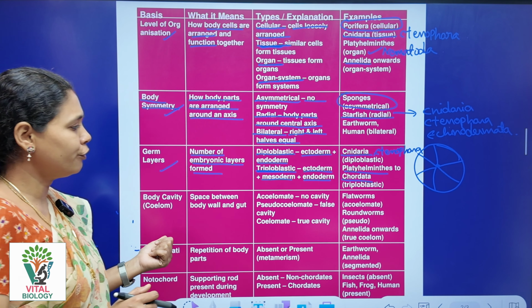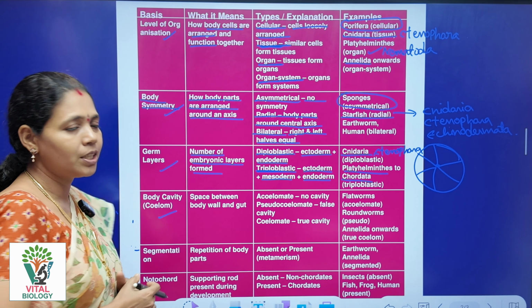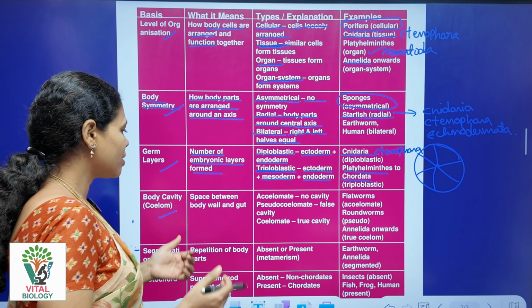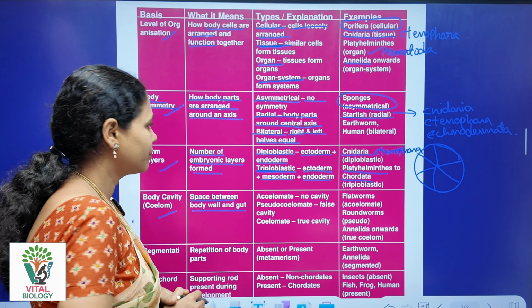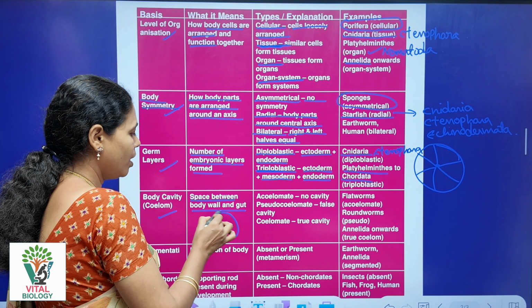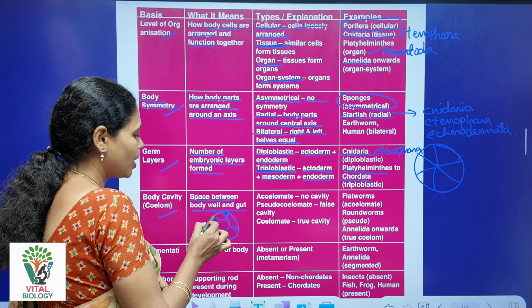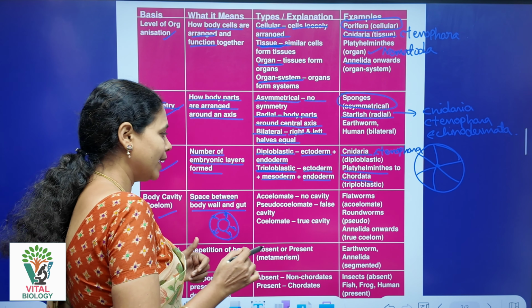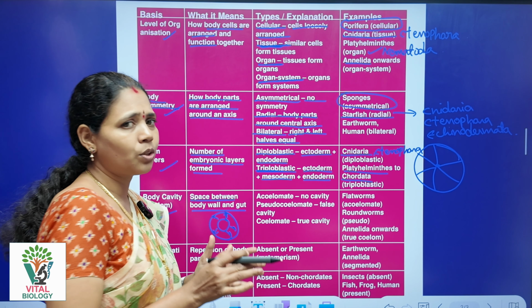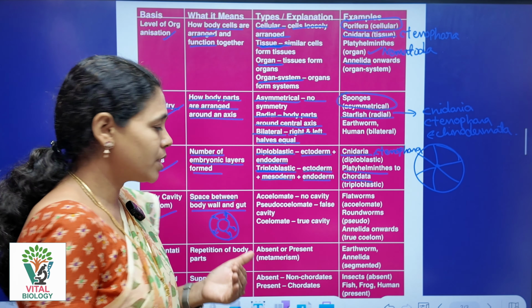Next, one more feature that is a basis for classification is the body cavity, or otherwise coelom. Body cavity or the coelom is nothing but the space between the body wall and the gut. Suppose this is the body wall and this is the gut, whatever space is present here is called the coelom or body cavity. It is not required that all the organisms possess this cavity. In some it is absent.